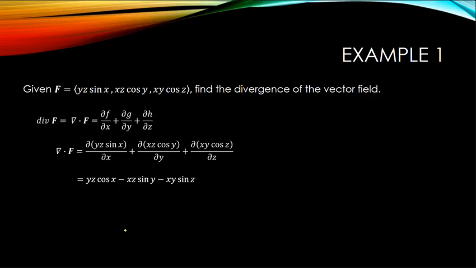This gives me yz cosine x minus xz sine y minus xy sine z. This is my divergence of my vector field. If I wanted to know the divergence at a specific point, I would simply take the coordinates for x, y, z, plug those in here, and get a numerical value for the divergence of my vector field at this point in space.